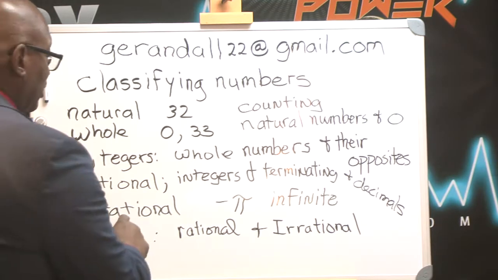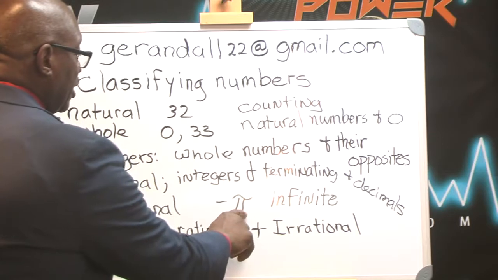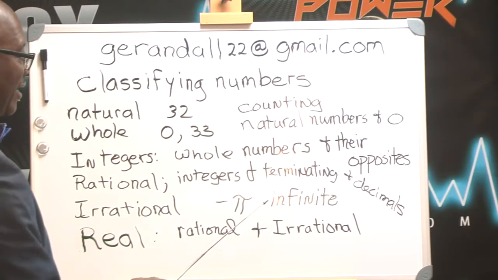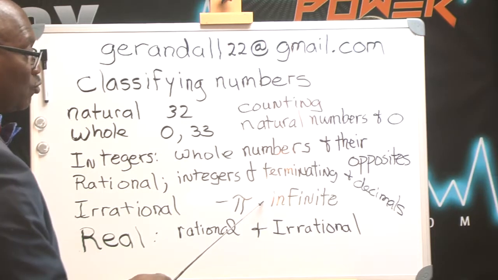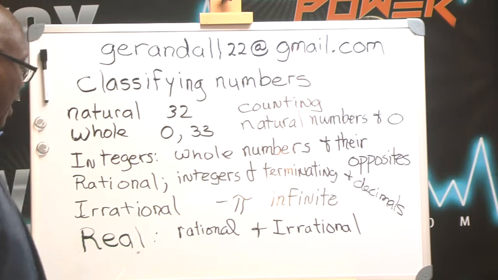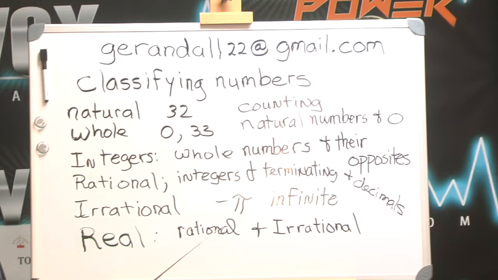We have irrational numbers. This little symbol here represents pi. And pi is infinite. It just runs on and on and on. And the last is real numbers, which is a combination of rational numbers and irrational numbers.